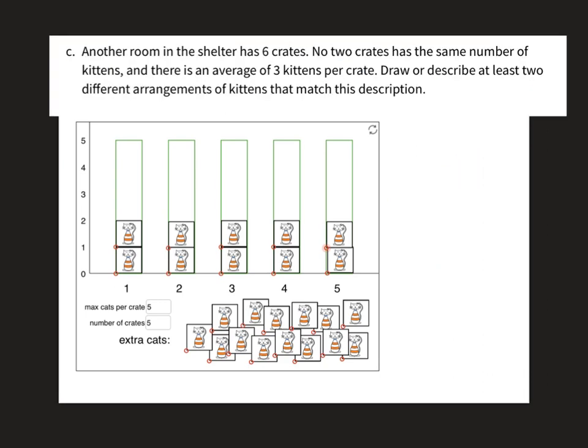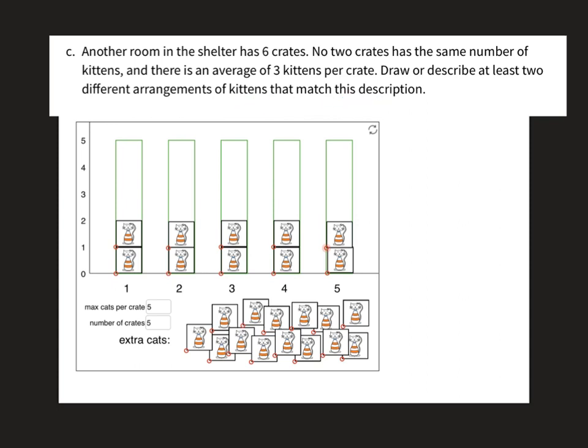Let's look at another problem here. Another room in the shelter has 6 crates. No 2 crates has the same number of kittens, and there is an average of 3 kittens per crate. Draw or describe at least 2 different arrangements of kittens that match this description.